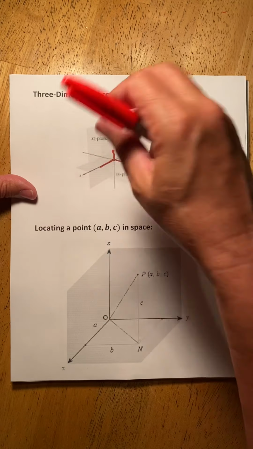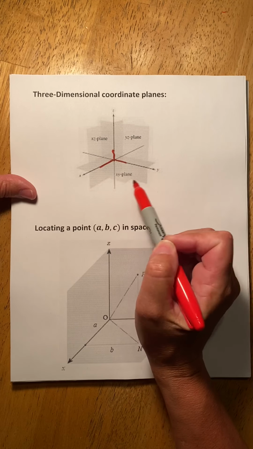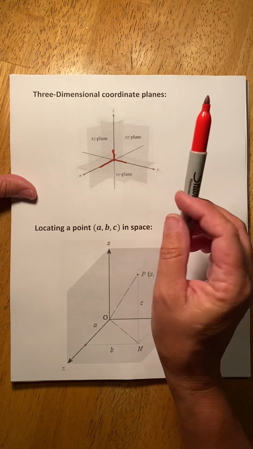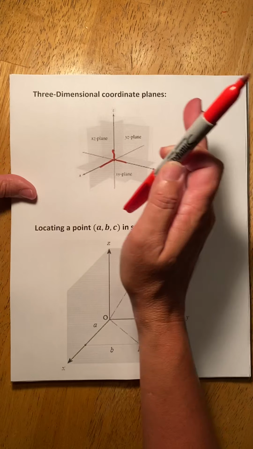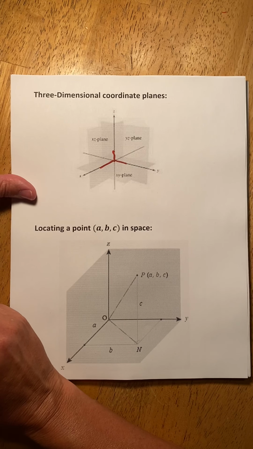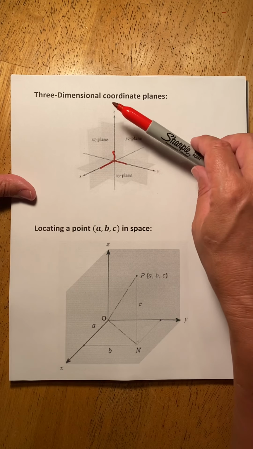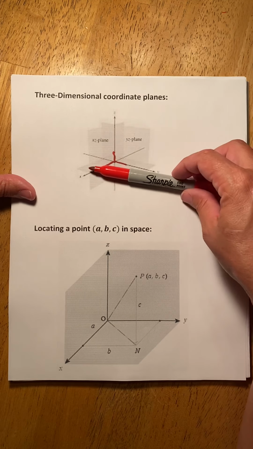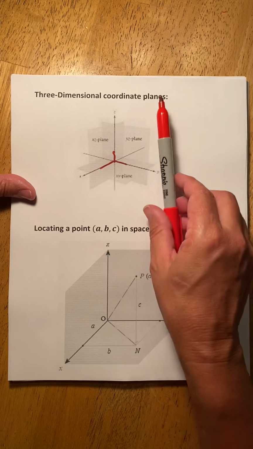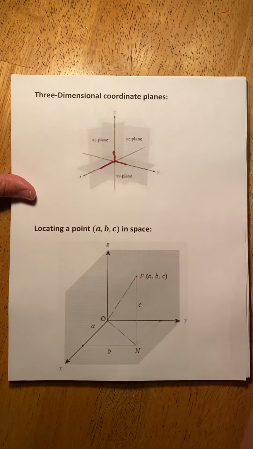Well, if we eliminate the y-axis, what's remaining is the xz plane. If we eliminate the x-axis, we just have that back wall, which would be the yz plane. If we eliminate the y-axis, we would have one of the side walls, or the xz plane.